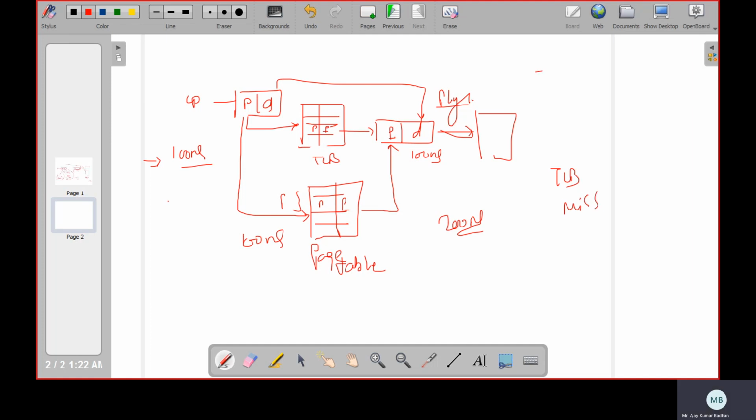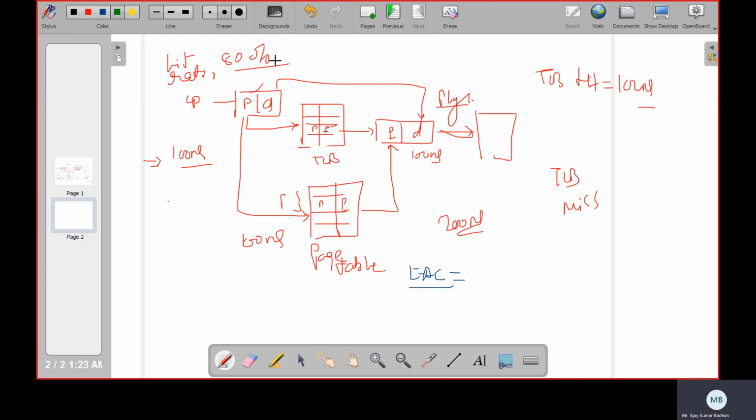This is a TLB miss, right? But if it is a TLB hit, then how much time is it going to take? 100 nanoseconds. Now I am saying that for that particular page, the hit ratio is 80%. What is the hit ratio I am giving here? The hit ratio is 80%. Then can we calculate the effective access time here? Yes, we can.